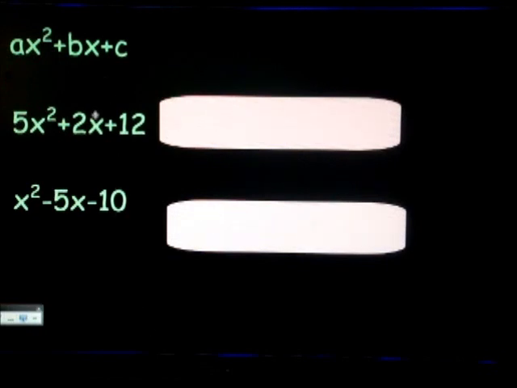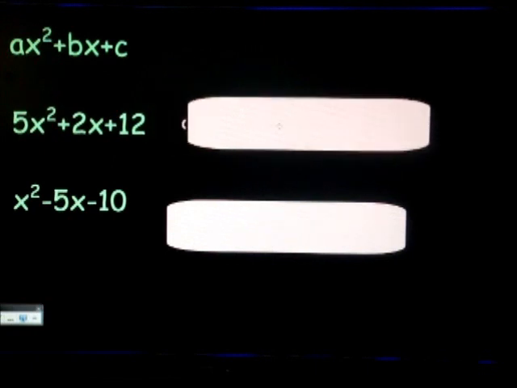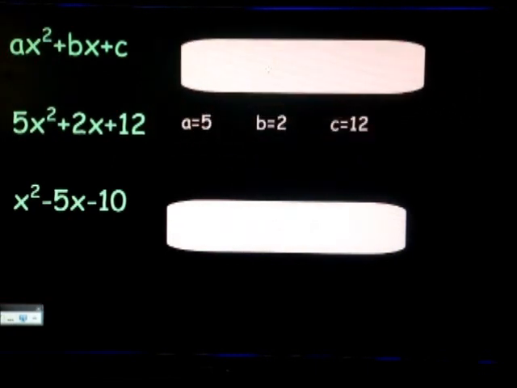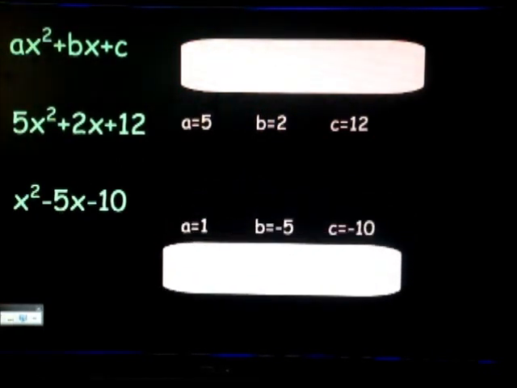In this trinomial down here, the a is 5, the b is 2, and the c is 12. Notice they're all positive because the numbers are either positive or there is a plus sign. In the next example, because there's no coefficient to x squared, a is just 1, b is negative 5, and c is negative 10. So throughout the video and the next video, anytime you hear me say a, b, or c, I just wanted to make sure you understood what I was referring to.